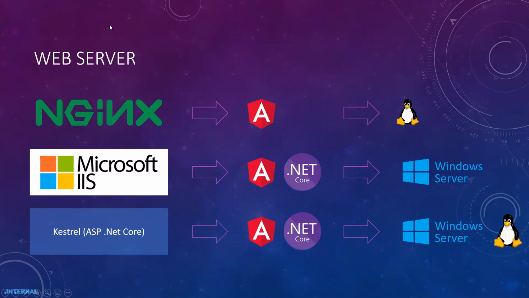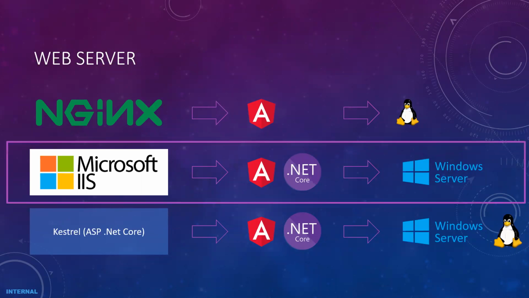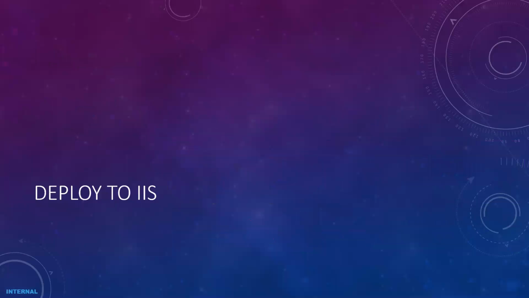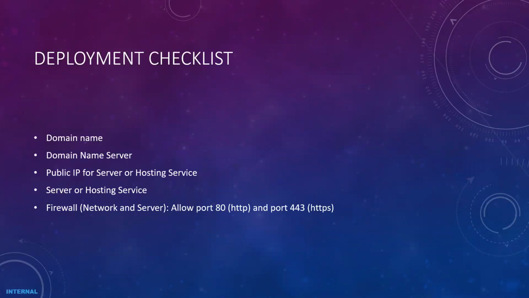So these are the web servers that we can use to host our application. In today's deployment, I'm going to show you how we can deploy our application to IIS. Before we do the deployment, we need to do some setup for the outside world to access our server. First of all, we have to buy a domain name for ourselves. If you don't know what a domain name is, I can show you here.